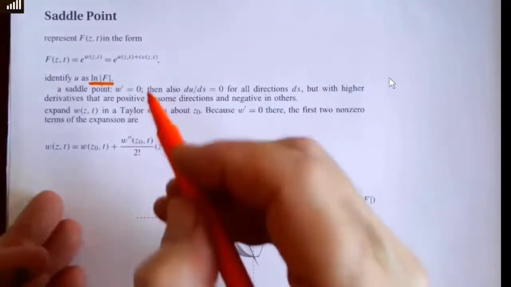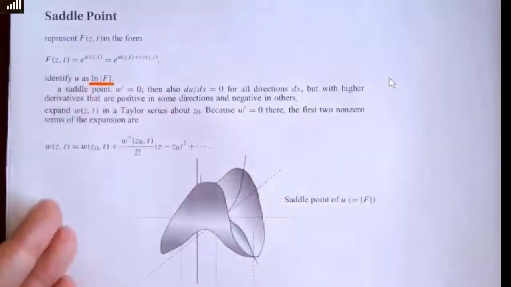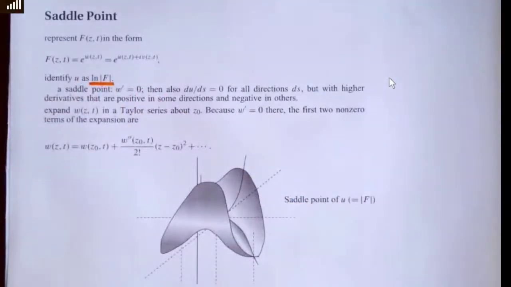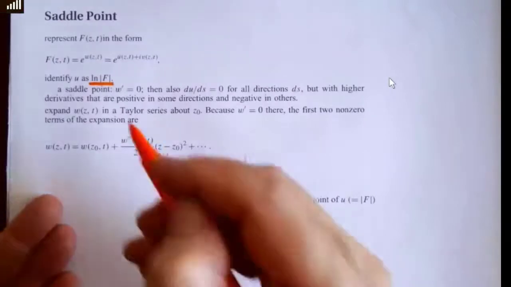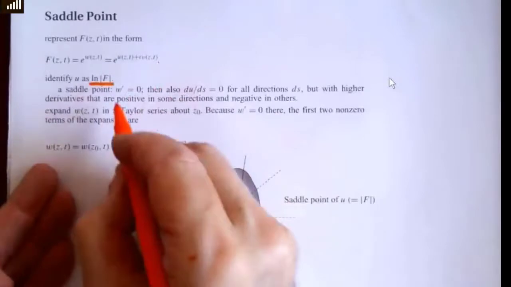Now, this function has points where the derivative vanishes with respect to z.